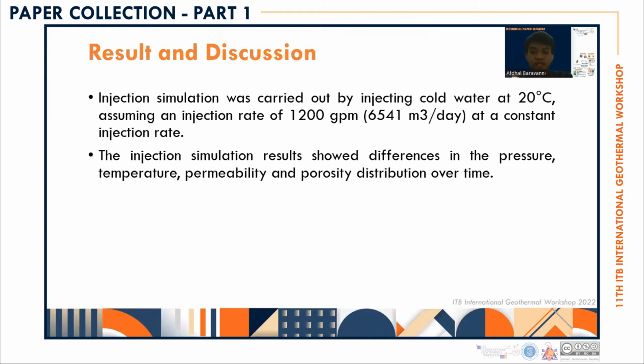Then the injection simulation was carried out by injecting cold water at 20 degrees Celsius, assuming an injection rate of 1,200 gallons per minute at a constant injection rate. The injection simulation result shows differences in the pressure, temperature, permeability, and porosity distribution over time.